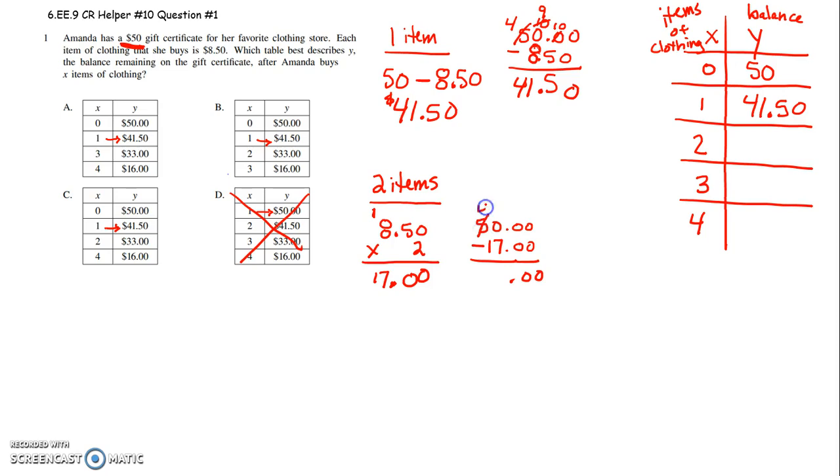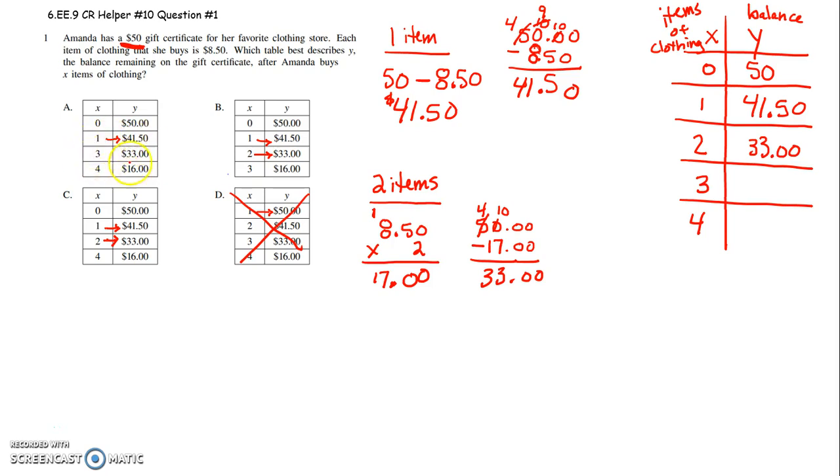Borrow from the 5. The 5 becomes a 4. That allows this to be a 10. 10 minus 7 is 3. 4 minus 1 is 3. So after she buys 2 items of clothing, she still has $33 left on that gift card. So she can buy some more scarves or whatever she's buying. So after 2 items of clothing have been bought, she has $33. So that one's still in play.